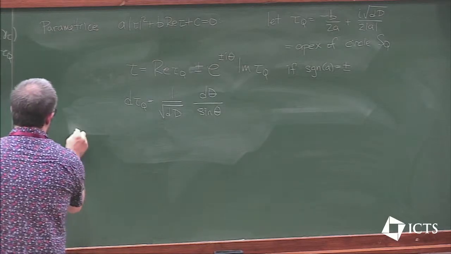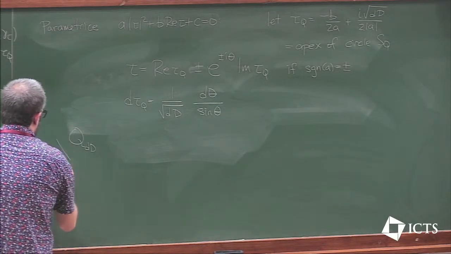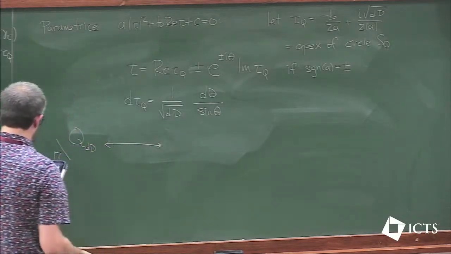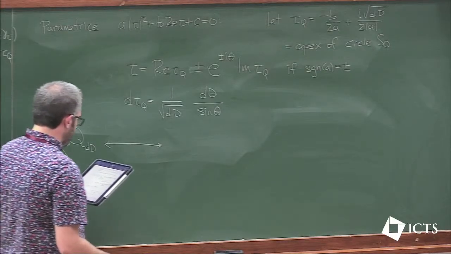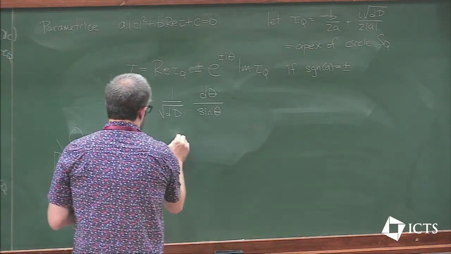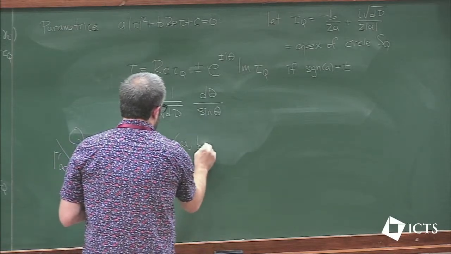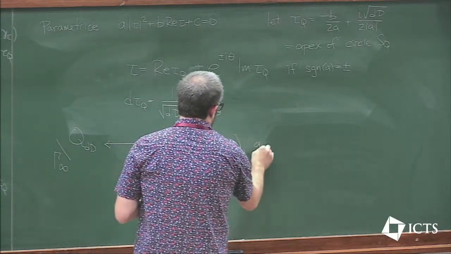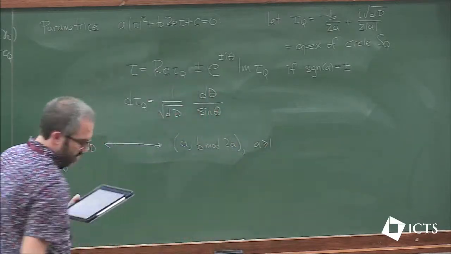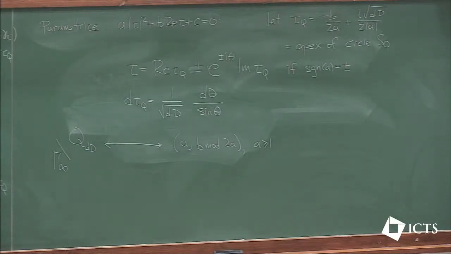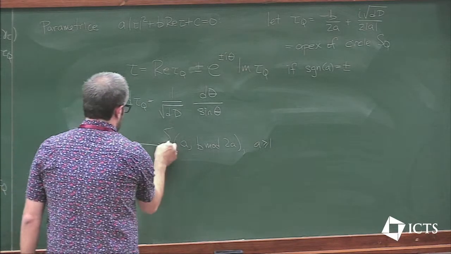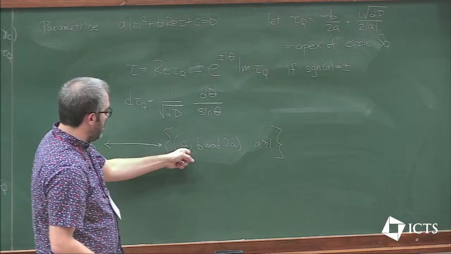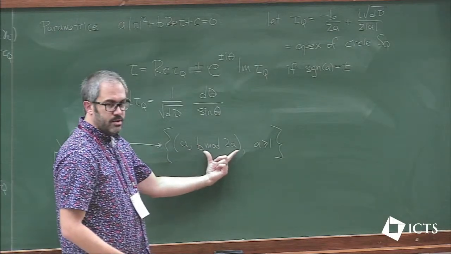Now let's look at this set Q_{d,D} mod gamma infinity. It turns out that there is a one-to-one correspondence to the set of pairs A and then B mod 2A, let's say A greater than or equal to 1. I did not write that like a set, but I think you get the idea. Maybe I can just put set braces around it. So the idea is that you pick an A that's 1 or bigger, and then you take all of the B's that run mod 2A.